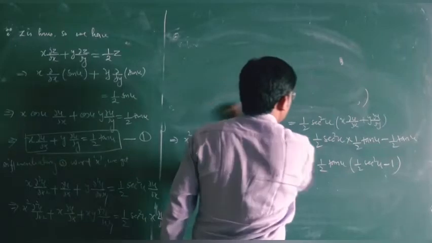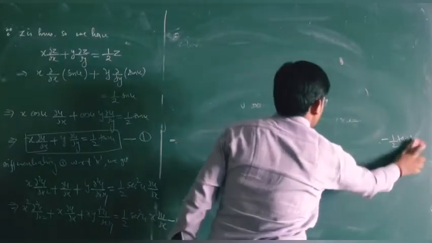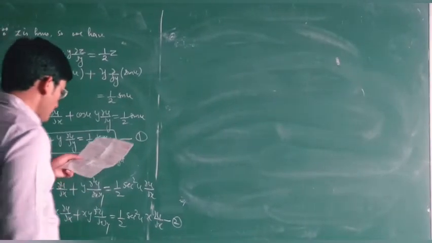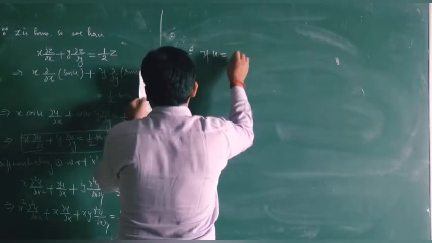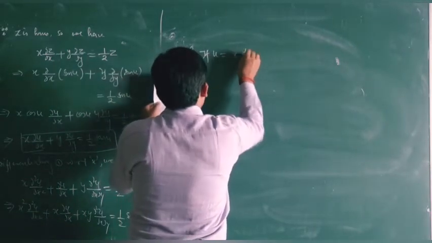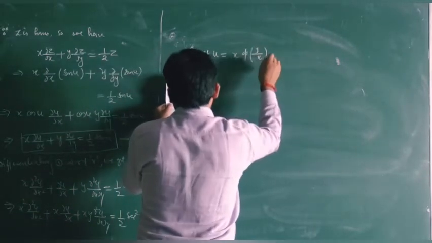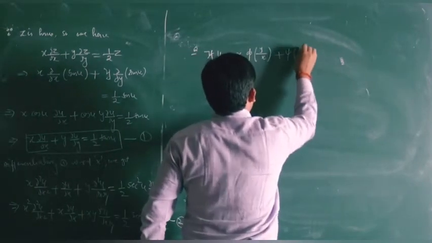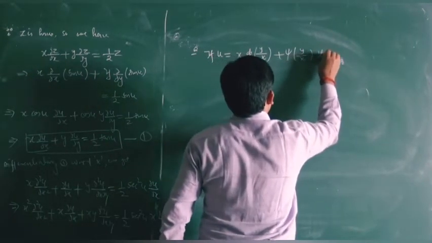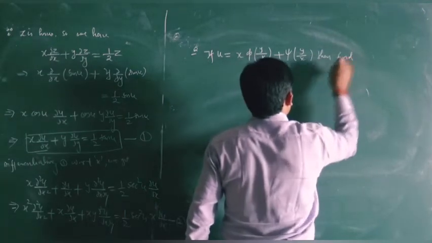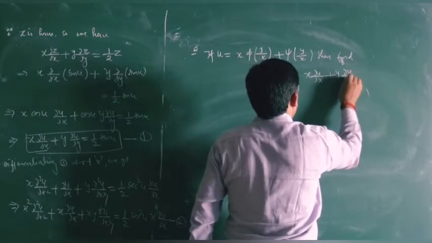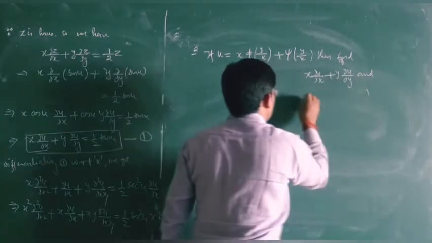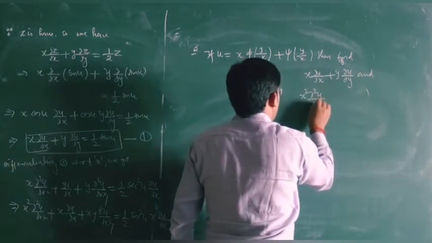Then the next question is, if u equals x into phi of y upon x plus psi of y upon x, then find x del u upon del x plus y del u upon del y and this double derivative.